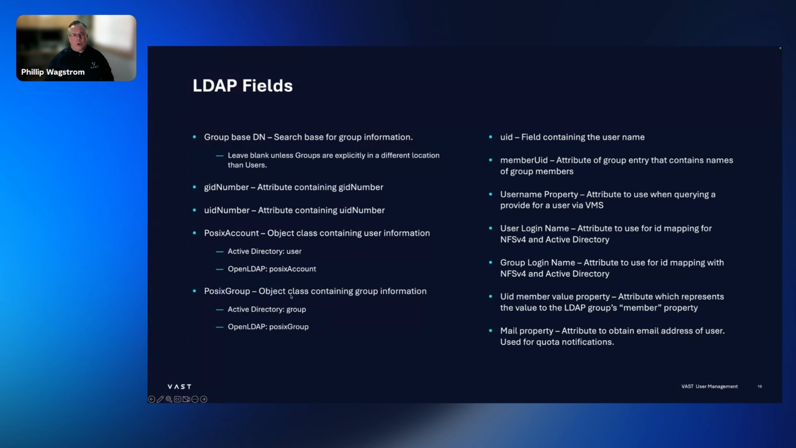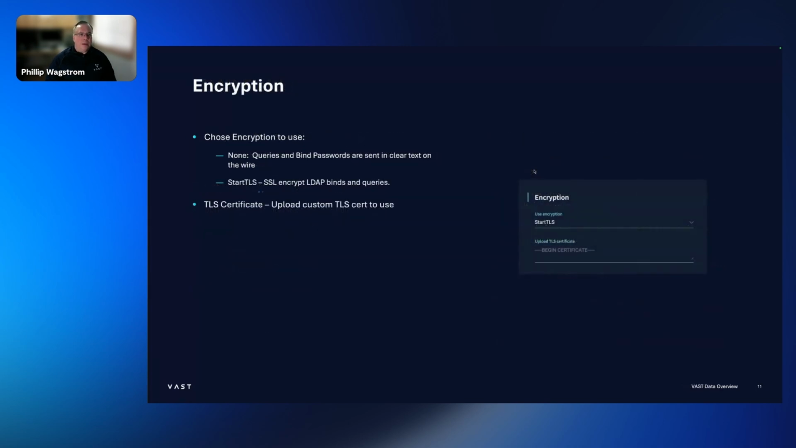Normally, the key ones we're looking for are to make sure: what is the attribute we're looking for to give us the GID number? What is the attribute we're looking for to give us a UID number? And then, how is the member UID, or how are the groups, defined for them? So that's the fields there.